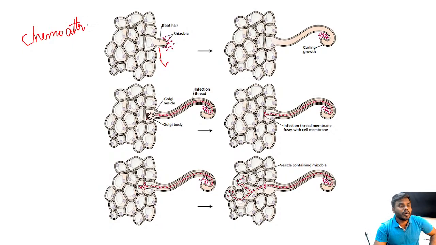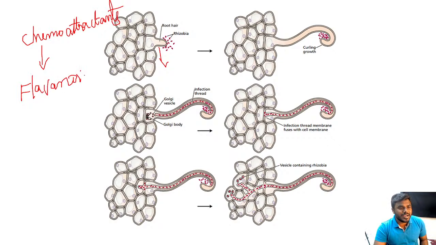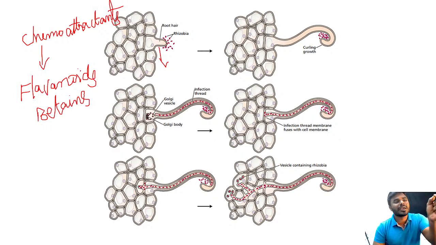Friends, the root hair of the plant starts releasing certain chemicals. What do you call those chemicals? We call them chemoattractants. So what are the best examples of chemoattractants? 1000% you have to remember the examples which are more often asked in the exams. One we call flavonoids, another one we call, my friends, betaines. Flavonoids and betaines are the names of the chemoattractants released by the root hair.